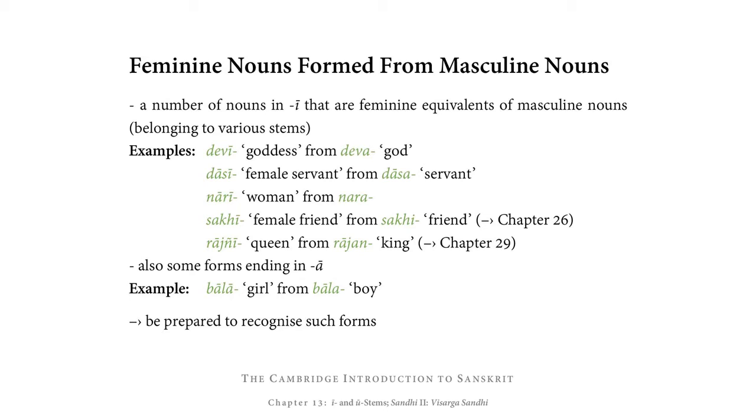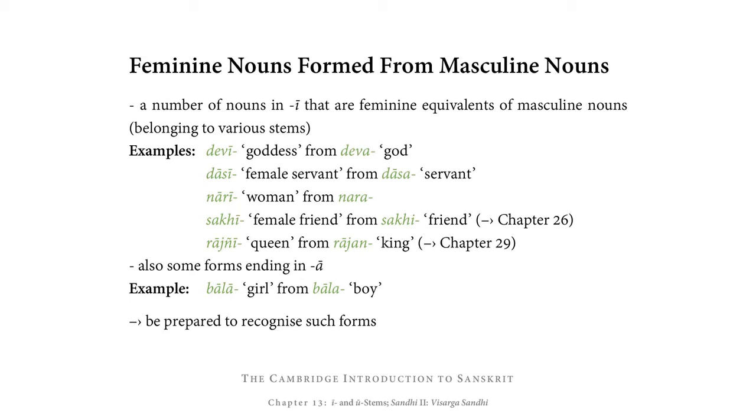So for example, devi, goddess, is based on deva, god. Dasi, female servant, is based on dasa, servant. Nari, woman, is based on nara, man. Notice it's not nari with a short a, so we have a long a in the first syllable. Then we have sakhi, female friend, from sakhi, friend. That's a short I stem, which we're not going to be introduced to until chapter 26. Rajni, queen, from rajan, king. And rajan is an N stem, which again we haven't had yet.